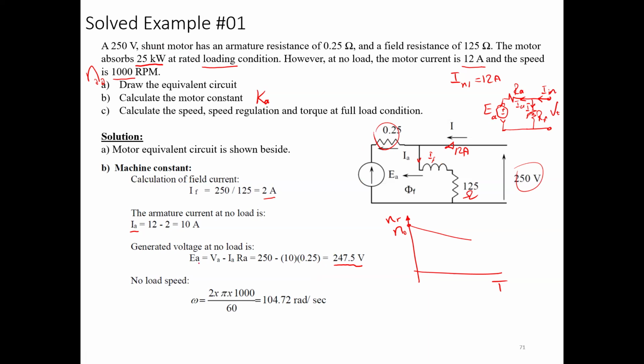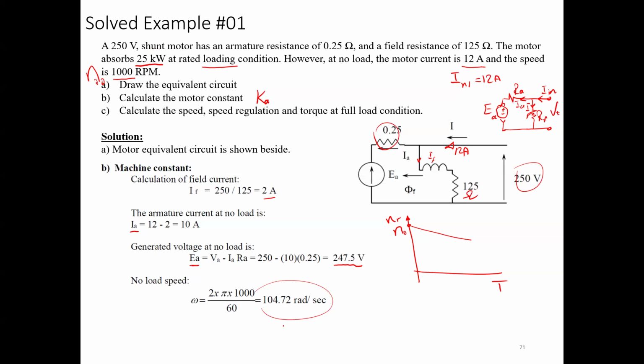Since we have the data, we calculated the value of the induced volt. So we can say now the induced volt equals Ka phi times omega, and omega can be calculated from our no load speed. So we can say omega equals 2 pi times n divided by 60. So we have n at no load, which is 1000 RPM. So we can calculate the angular speed, which is 104.72 radian per second. So this is omega at no load, the no load speed in radian per second.